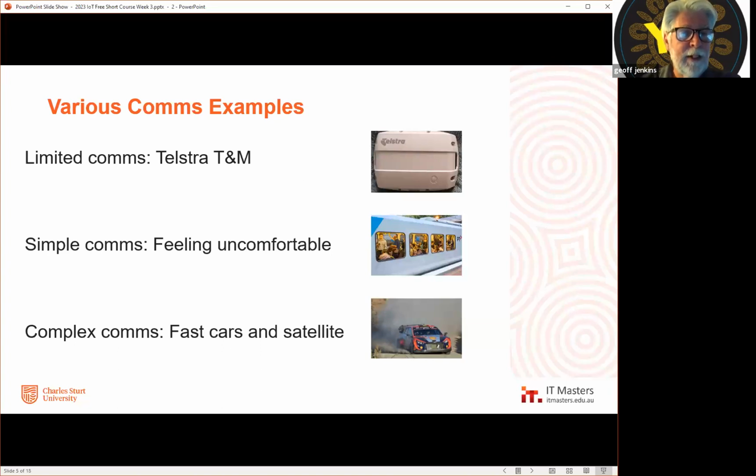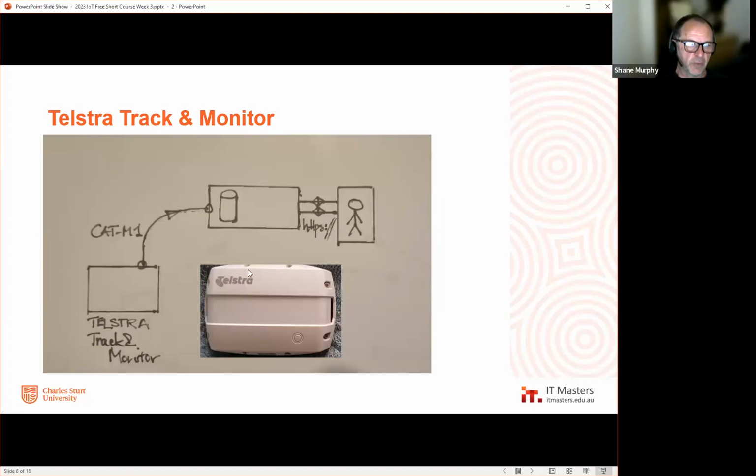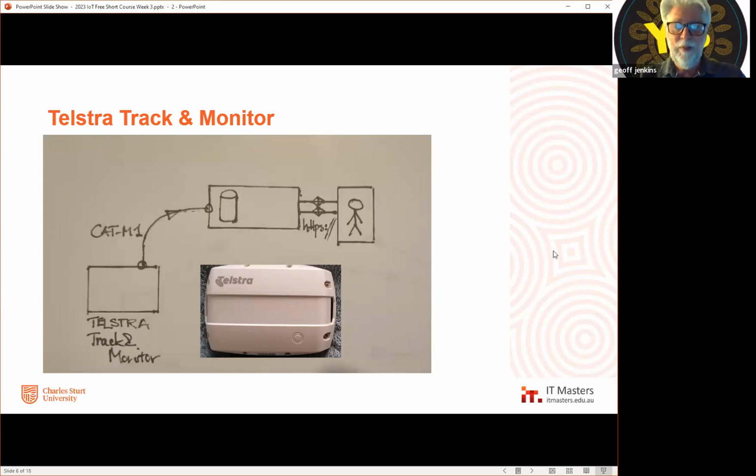I've given you a rally car for the third example, which involves both cellular and satellite, and is an example of complex comms. And we can jump now, Shane, already to the Telstra Track and Monitor. So it is always interesting that we have to provide a picture of what is essentially a black box. Indeed. Except in this case, it's a beige box, which is even funnier.